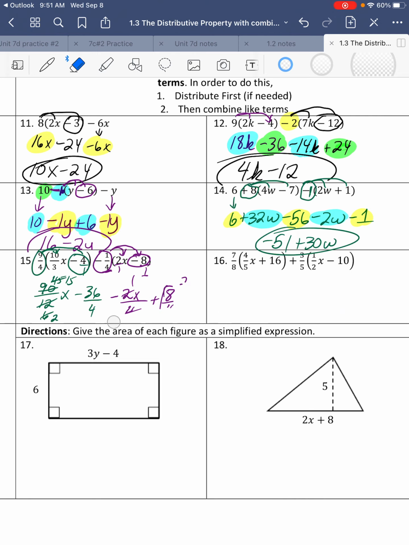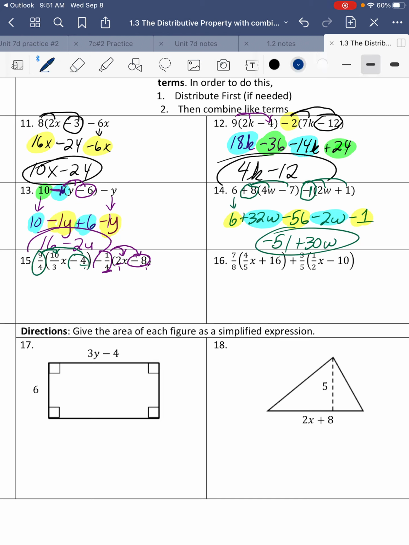All right, number 16, doing a very similar thing. So we have 7/8 times 4/5 x, multiply the numerators, multiply the denominators. 7/8 times 16, multiply the numerator. 16 times 7 is... Sorry, I didn't have this out in my head. 16 times 7, so that's 112, I believe. But I'm going to check it on my calculator. 112. 8 times 1, the denominator's 8.